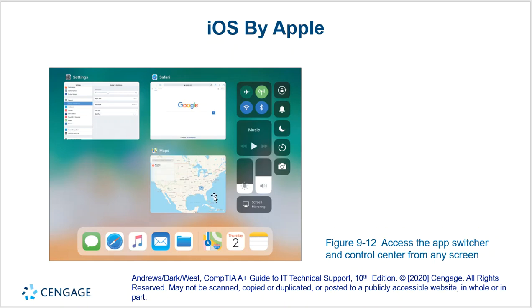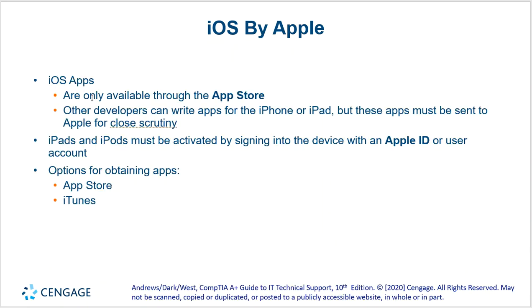All right, this is just your app switcher. Right, so iOS apps are only available through the App Store. Not true, but you kind of have to jailbreak your phone to get them. And that causes some issues for you later on, especially with Apple and warranty, and any help. They won't provide any help if they see that you've jailbroken the iPhone.